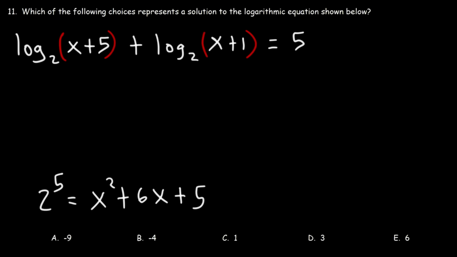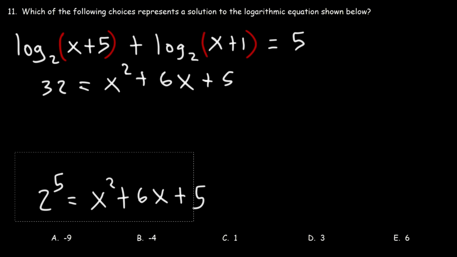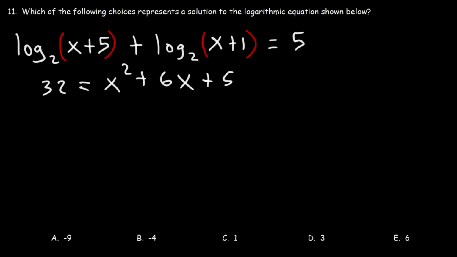Now, what is 2 to the 5th power? If you multiply 5 2's together, what will you get? 2 to the 5th power is 32. Now, our next step is to subtract 32 from both sides. So we're going to put a 0 on the right side. 5 minus 32 will give us negative 27. So now we have a trinomial where the leading coefficient is 1. So we need to factor this expression.